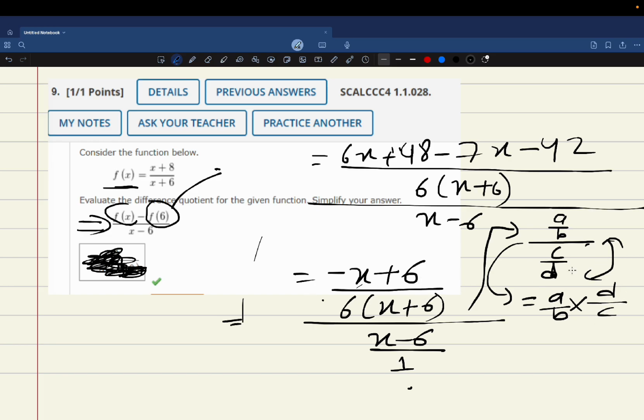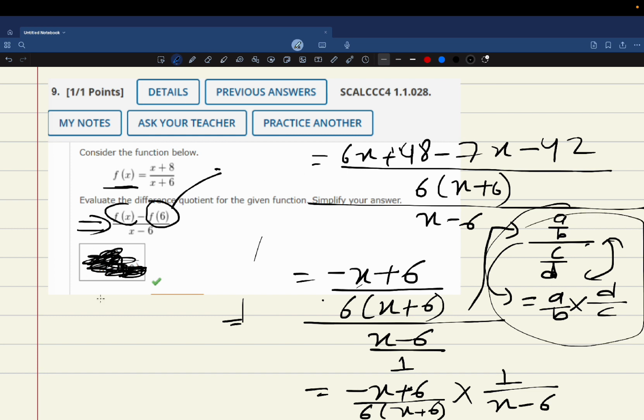So we can apply this in this situation. So let's do this. So negative x plus 6 divided by 6 times x plus 6, and then multiply by 1 over x minus 6. So I am basically following this rule here. Okay, so now let's go to this side and solve it further.